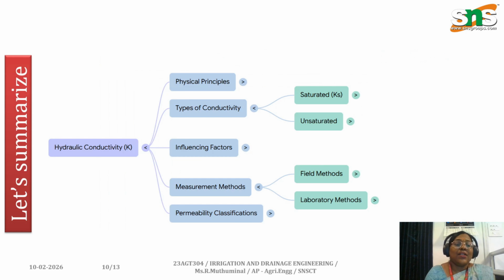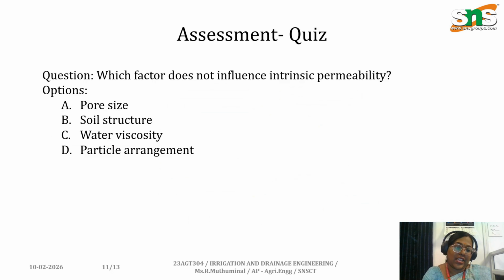So let us summarize what we have seen in today's class. Hydraulic conductivity and its basic principle, and types of the conductivity that is involved, that is saturated and unsaturated conductivity. What are the factors that influence hydraulic conductivity? What is the measurement method involved in calculating hydraulic conductivity, that is the field method and the laboratory methods. So this is most probably dependent upon the intrinsic permeability. And here we have also seen about the permeability classifications.